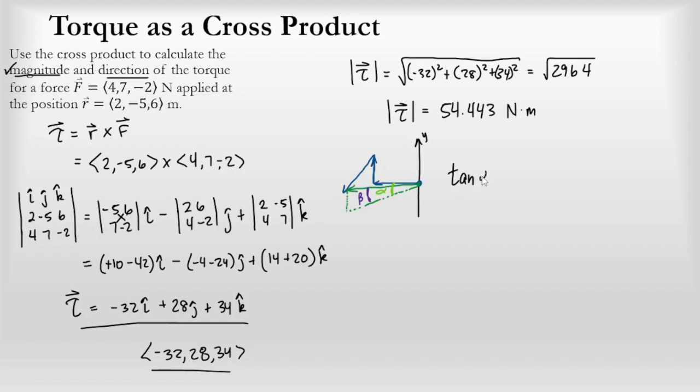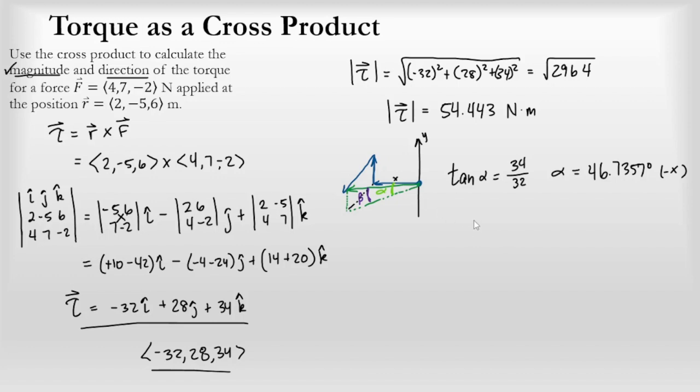I'm going to say tan alpha is going to be the ratio of the z component over the x component. Opposite over adjacent. In the z direction, I have 34. And in the x direction, it's a negative 32, but I'm just going to put a 32 in this equation because I've already defined alpha to be from the negative x-axis. So 32 here. And when you run that through your calculator, you get alpha is 46.7357 degrees from the negative x direction.